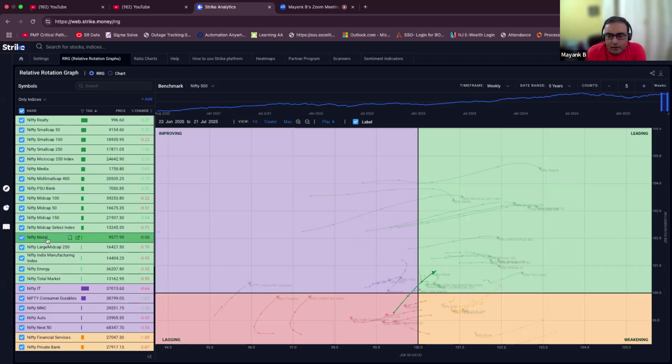All right, and in fact, Nifty Metal as well. So Nifty Metal, Nifty PSU Banks, Nifty Realty, Nifty IT is at the bottom, but we need to just keep a close eye. And Nifty Financial Services, Nifty Private Bank, and then Nifty Pharma and Healthcare Index. These are the ones which we need to keep a close eye on.